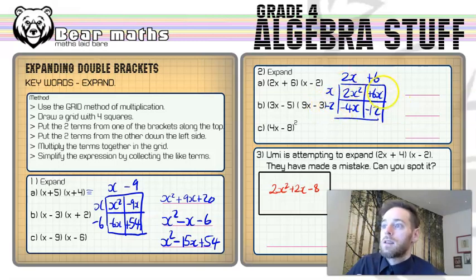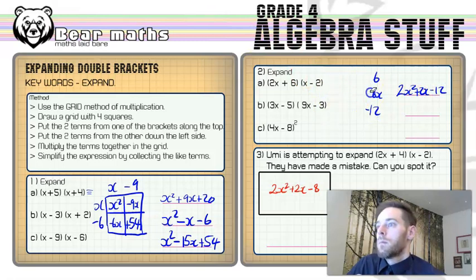Let's collect the 6x and the minus 4x together. If you've got 6x's, you take away 4x's, you've got 2x's left. So you've got 2x squared plus 2x minus 12. Again, I did it fairly quickly, but time is precious.